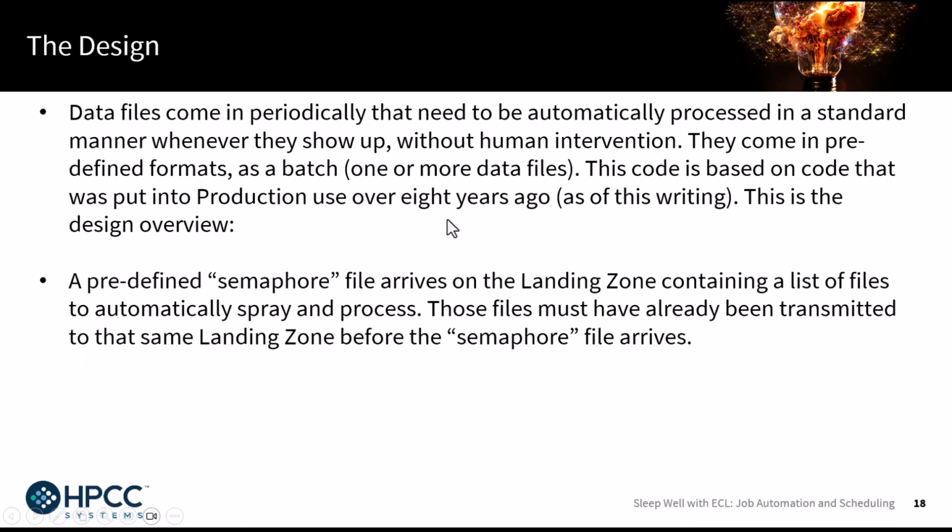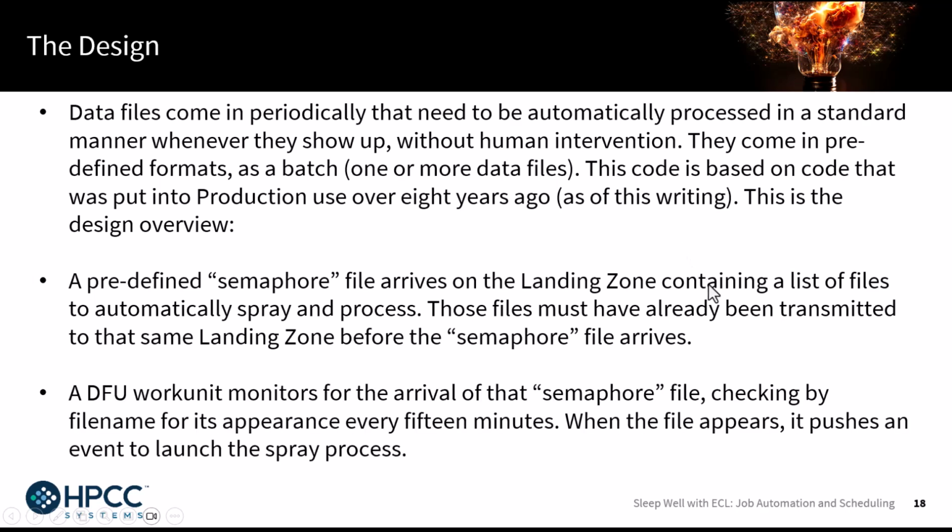We're going to create a predefined semaphore file that arrives in the landing zone containing a list of files to automatically spray and process. These files must have already been transmitted to that same landing zone before the semaphore file arrives. So the actual files come first, then the semaphore file comes in and says, okay, let's go, we're ready to process these files. A DFU work unit monitors for the arrival of that semaphore file, checking by file name for its appearance every 15 minutes. And when the file appears, it pushes an event to launch the spray process.